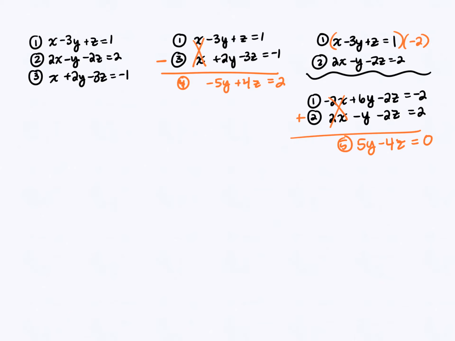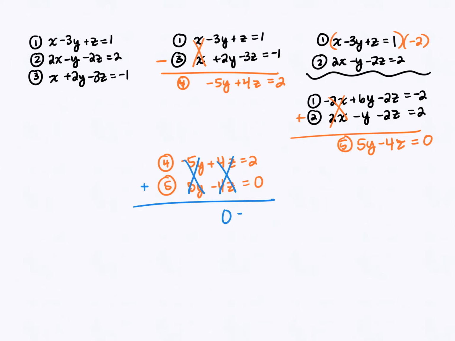Well, then let's look at equations 4 and 5 together. -5y plus 4z equals 2, and equation 5, which is 5y minus 4z equals 0. Now, the great thing is we've only got two variables there, and they're the same two variables, which is also really helpful. I noticed right away that I've got the same coefficient, one positive, one negative, in front of y. So let's add the two equations together. Something interesting happens here, because those both add up to 0, and those both add up to 0. So we get 0 equals 2.